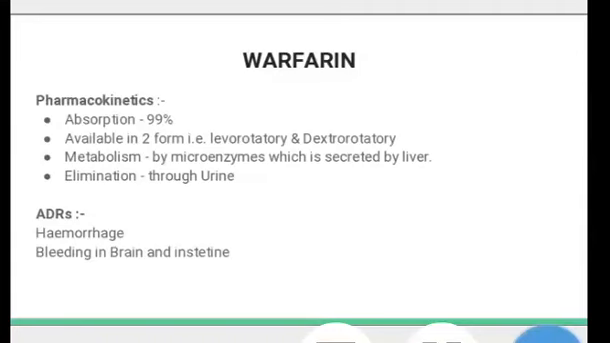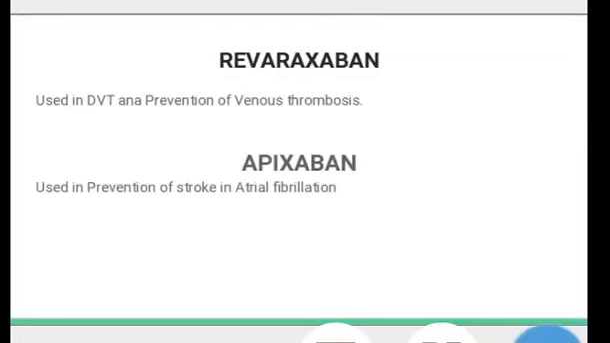The common adverse drug reactions which occur due to overdose are very easy to remember. That means hemorrhage. If the drug is not able to stop bleeding, then continuous bleeding occurs and hemorrhage will result. Bleeding in the brain and intestine can also occur. Now the next class is factor 10 inhibitor.